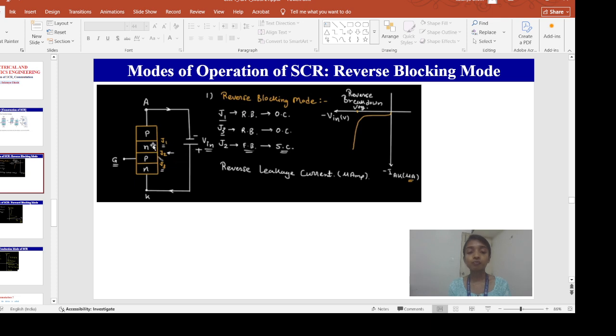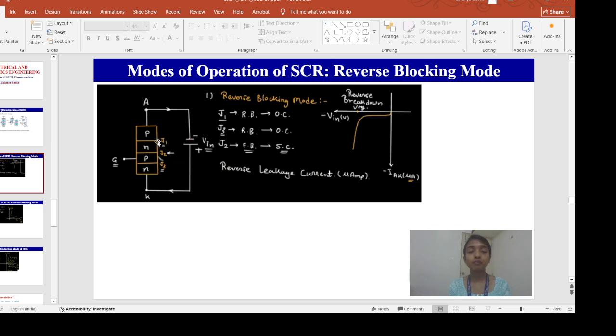Now this is a 4-layer device. How many junctions are there? This is one PN junction, this is another PN junction, and this is another PN junction. So a total of 3 junctions are there. Let's name them J1, J2 and J3. At this biasing condition, what will happen?